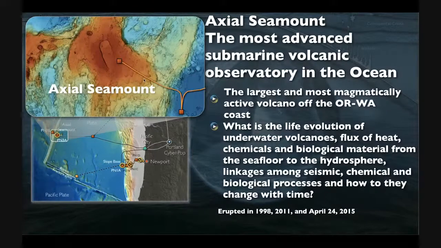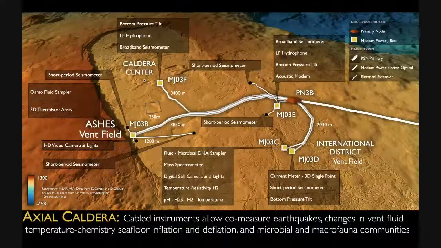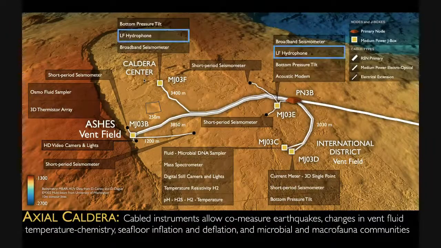Now, as Dana mentioned, the Axial Seamount is the most advanced submarine volcanic observatory in the ocean, and it's also the most magmatically active volcano off the Oregon-Washington coast. So we're very interested in monitoring the interactions, the reactions in the sediments, and what happens in the caldera. As Dana said before, there's a couple of low-frequency hydrophones.